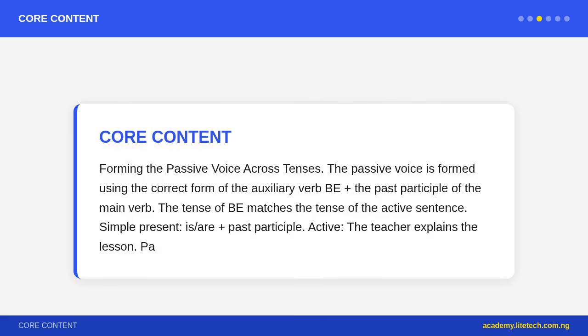Past perfect: had plus been plus past participle. Active: the committee had approved the plan. Passive: the plan had been approved by the committee. Future: will plus be plus past participle. Active: the government will build 10 new schools. Passive: 10 new schools will be built by the government.